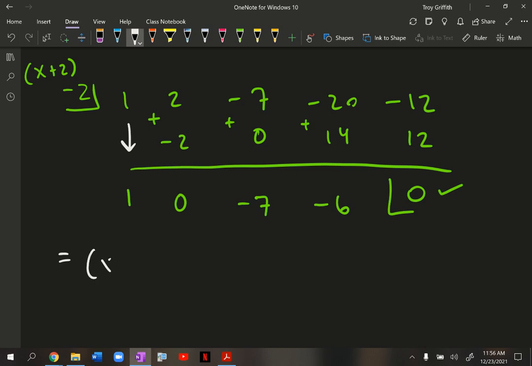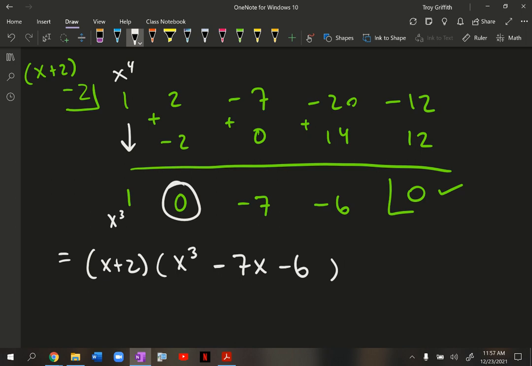We just divided by x plus 2, so we know that the factored form of this function is going to include an x plus 2. Then it's also going to include whatever we got as our answer here. Keep in mind this was an x to the fourth, so this one right here is going to be an x cubed. So this is going to be 1x cubed plus, this is x squared, but guess what? It's got a 0 as a coefficient, so I don't necessarily need to write that. You could if you wanted to. This is going to be x cubed plus 0x squared minus 7x minus 6. And that's where I'm at right now.